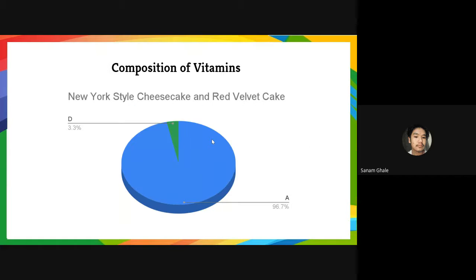Now let's look through the composition of vitamins. These two cakes had only vitamin A and vitamin D, with a maximum of vitamin A with 96.7% and vitamin D with only 3.3%.